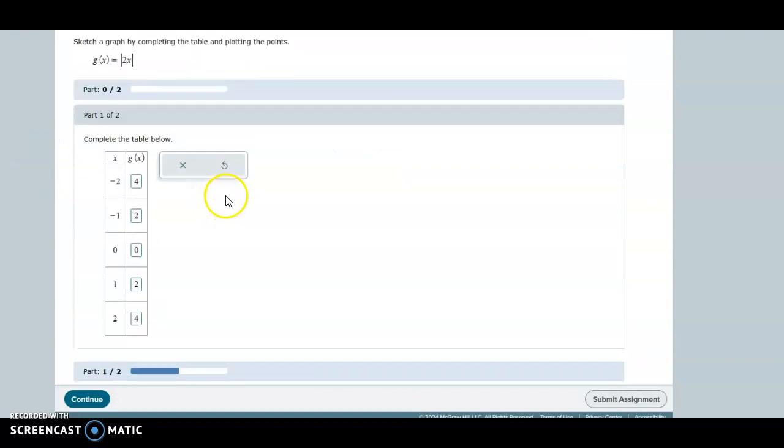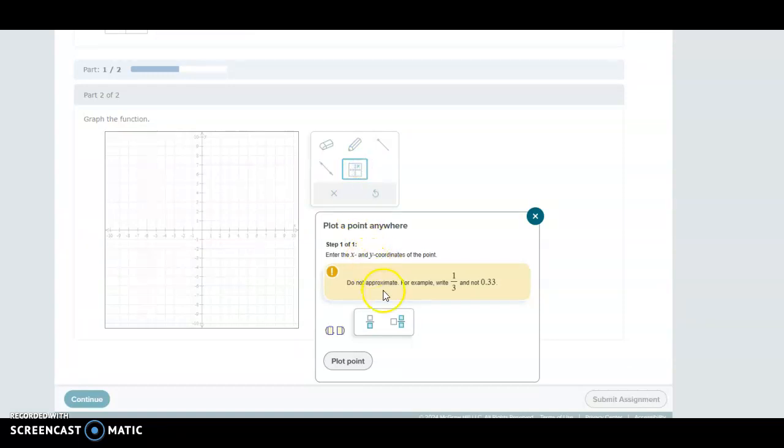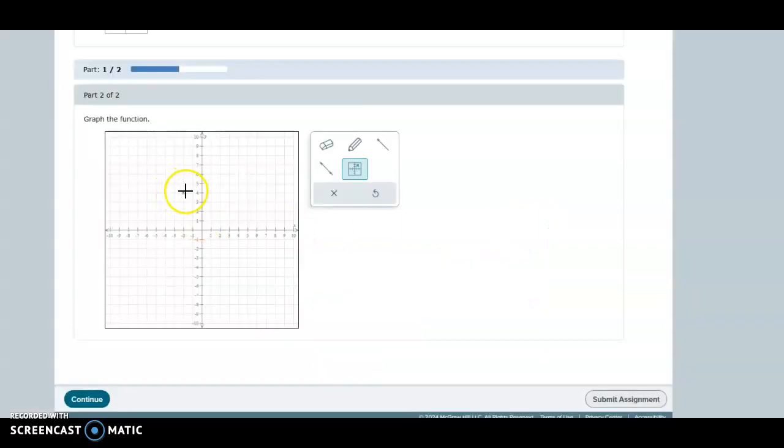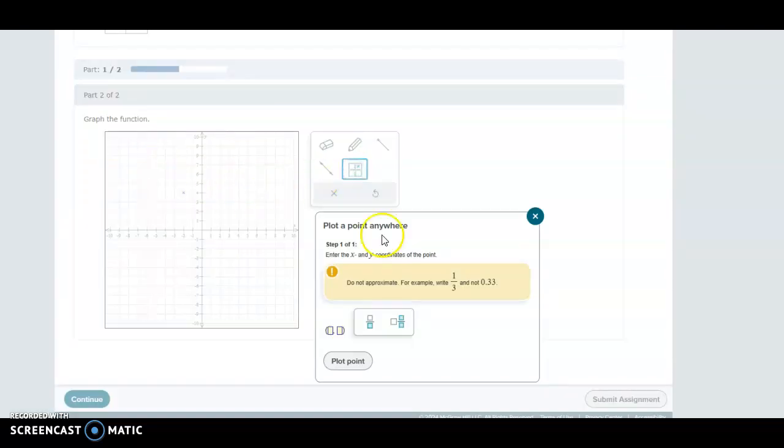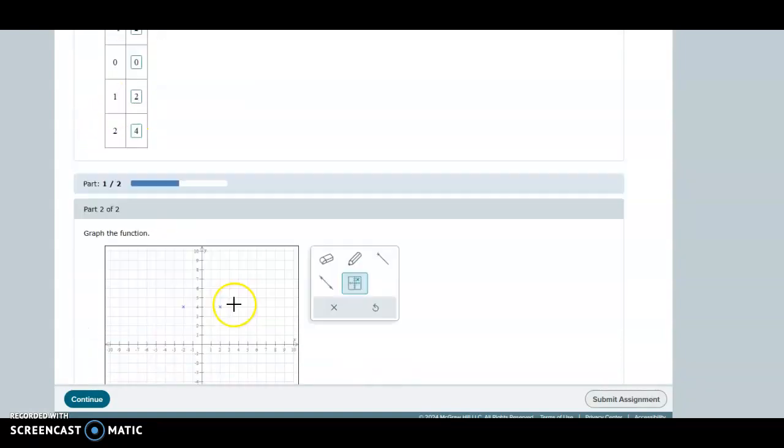Here it says to graph. Now, it wants me to graph the function. So what I'm going to do is use the plot a point, and I'm going to tell it where to draw the point. That's going to help me plot the points. Since I want to draw the function, I want to make sure that I plot at least 2 of those points. I had the 1, and now let me do another one. I can pick any of those. Putting 2 of those points on there will help me when I draw the function.